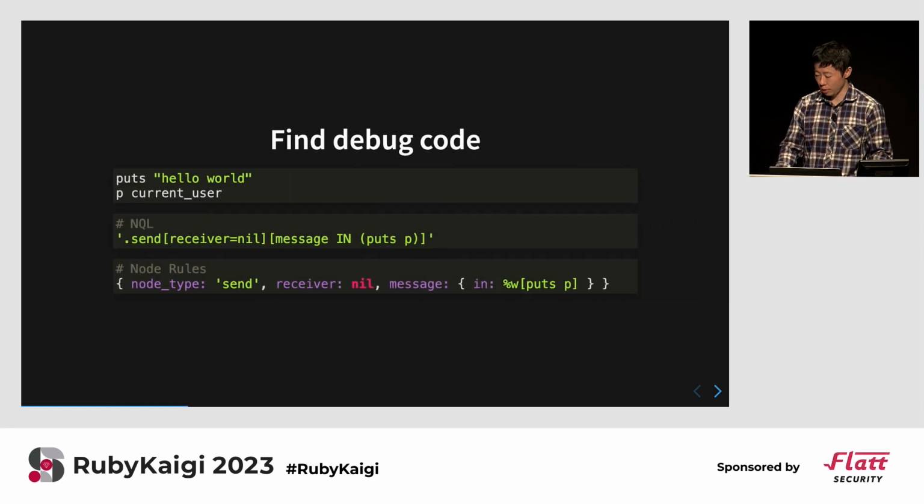Let's see some examples. To find the puts and the pp debug code, the above is the NQL. .send is just like the class selector in CSS. It is to match the node whose node type is send. And the string in the square brackets is to match the node's attributes. Here it matches receiver is nil, message is either puts or p. The below one is node rules. It's similar, but uses a hash object.